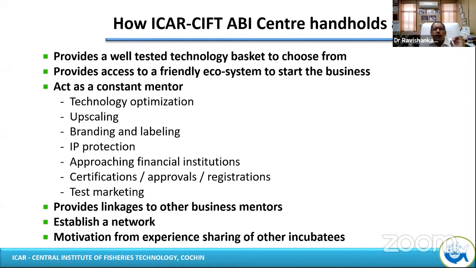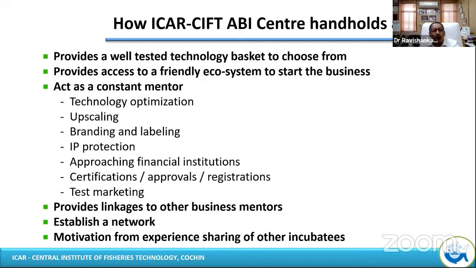You know what we do? We provide a well-tested technology basket to choose from. And we provide access to a friendly ecosystem to start the business. We have a pilot plant, we have the testing facility, and we have a cubicle for him. You know how much we charge? 2,500 rupees for an AC cubicle for a month, because we cannot be robbing him. This is the time he needs support. Once 2 years is over, he graduates. That is fine, but initially, he should not be spending money.